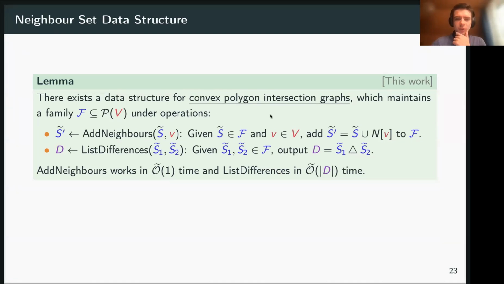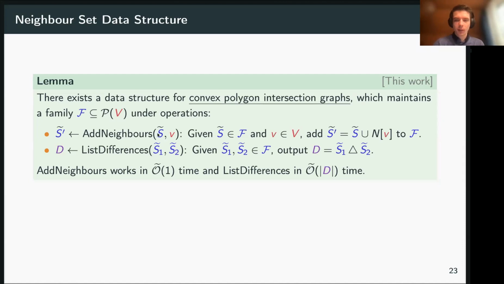We show that for unit square intersection graphs, we have a data structure that persistently maintains subsets of vertices and allows two operations. The first operation is add neighbors, and it is simple. We have a subset of vertices, a subset of squares in the plane because of unit squares. We are given some vertex V, and we want to add to the set the whole closed neighborhood of V. In the case of unit squares, we are given some square, and we want to add all squares that intersect with this given square. And we want to do it persistently.